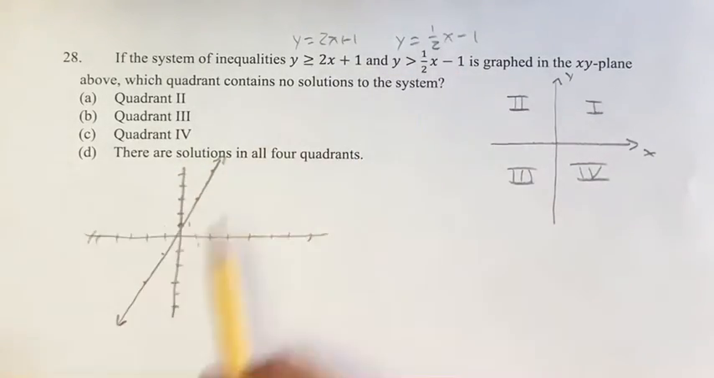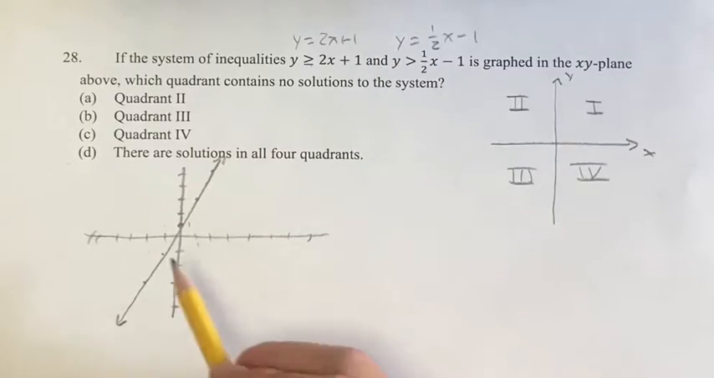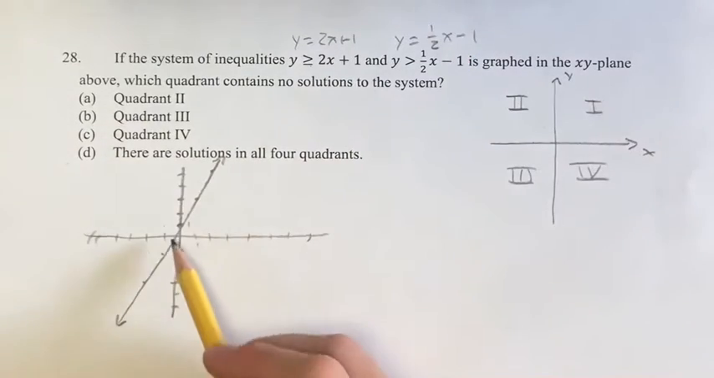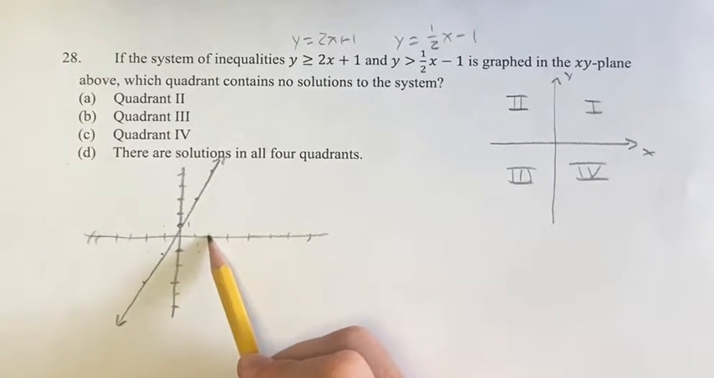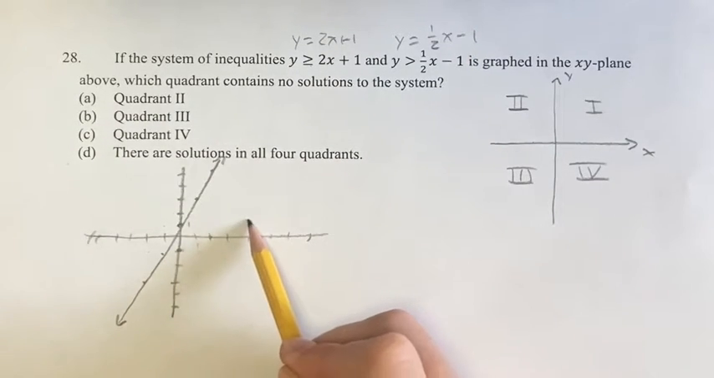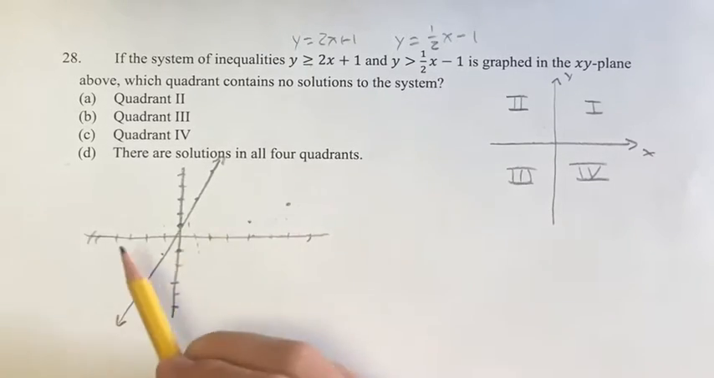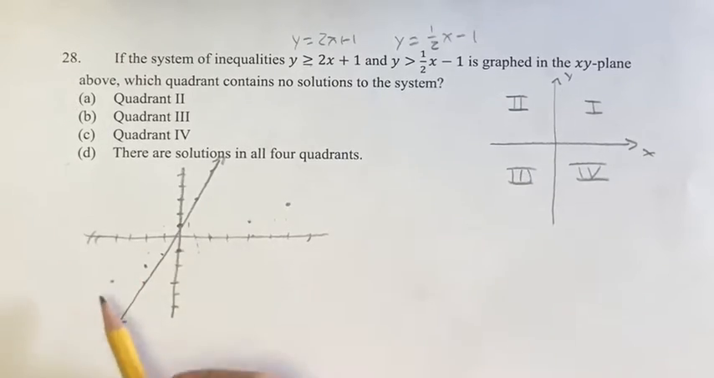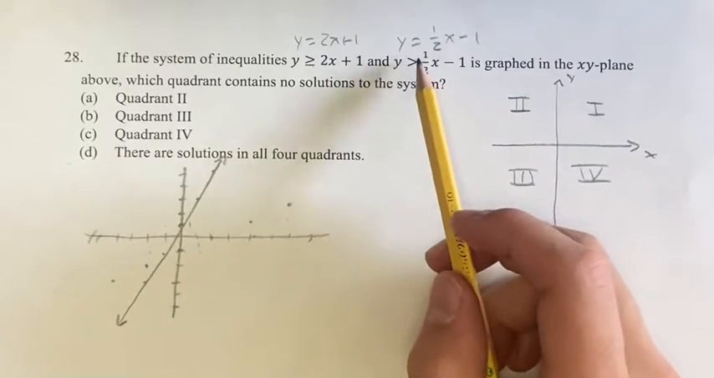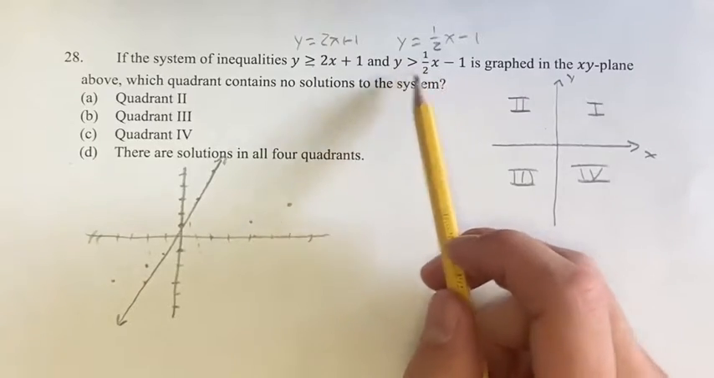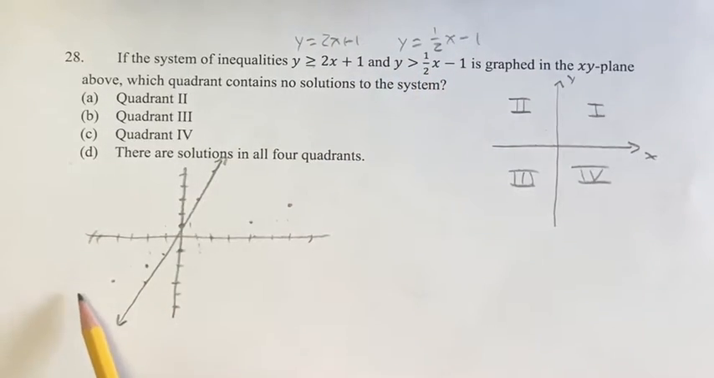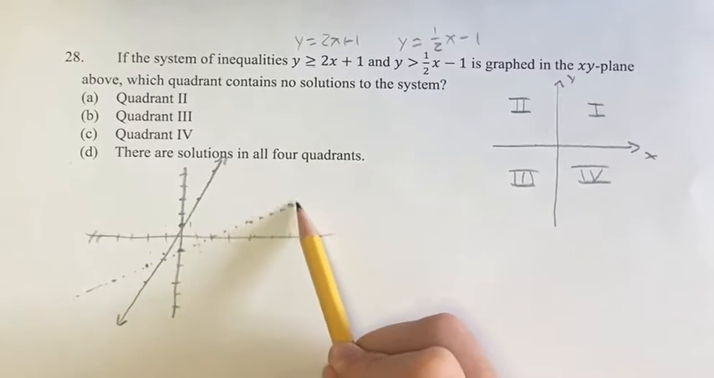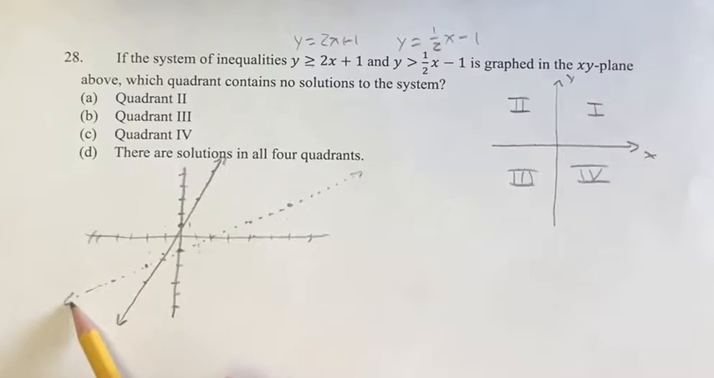Now, we have the other line. y is equal to 1/2 x minus 1. So we start here, and then our slope is 1/2. So we go over 2, up 1, to the right 2, up 1, to the left 2, down 1, and this is going to give us our line. And notice y is greater than 1/2 x minus 1. It is not also equal to 1/2 x minus 1. So we're going to have a dotted line here, which is going to represent the fact that this line does not contain solutions to the system.